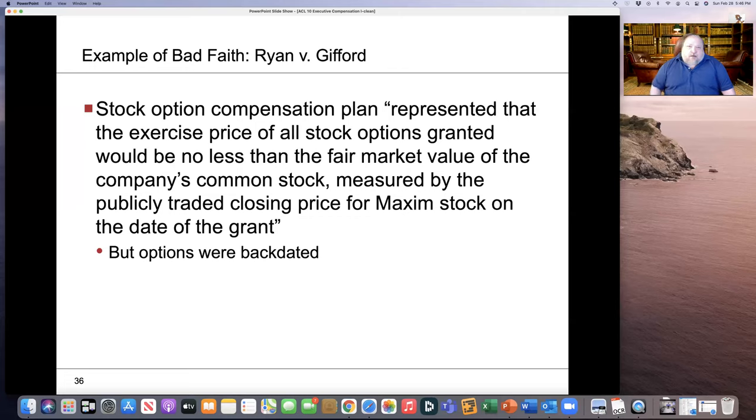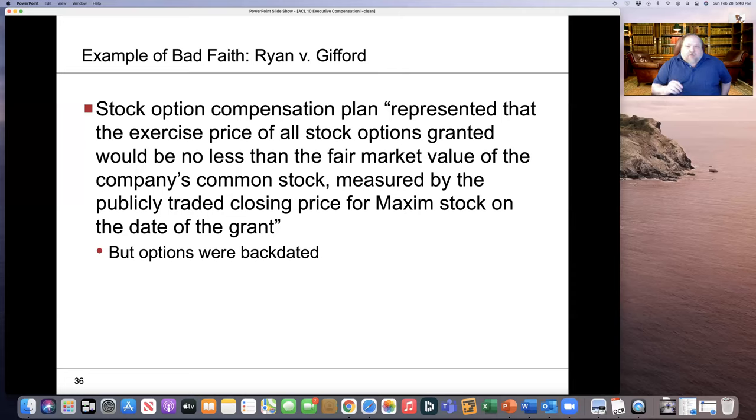And a good example of that was in the case of Ryan versus Gifford. What happened in that case was that the company had established a stock option plan to compensate senior executives. And as is required under federal tax law, that compensation plan had been approved by the shareholders of the company. Now, what happened in Ryan was that the compensation plan and the disclosures in the proxy statement, in which they explained to the shareholders how the plan would work, said that the exercise price on the option would be the price of the stock at the close of business on the date the option was granted.